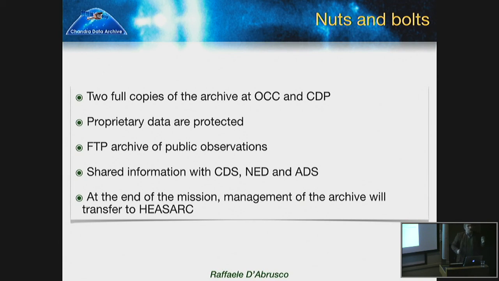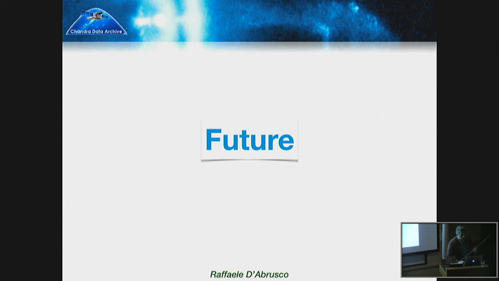Of course, there are implementation aspects to the archive that I'm going to mention very quickly. We have two full copies of the whole archive, one located at the OCC and the other at the CDP. We protect the proprietary data from unauthorized access, which on average is the first year. And we create the FTP archive for all and maintain it for all the public observations. We work in very close connection with other data centers or data aggregators like the CDS and ADS, of course. And at the end of the mission, the management of the archive will be transferred to HEASARC. But let me talk about the future.